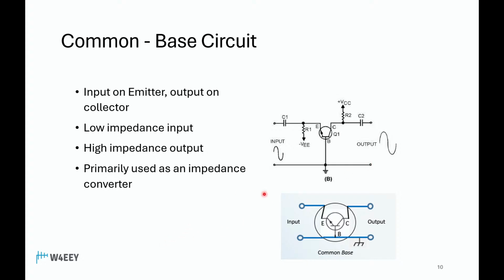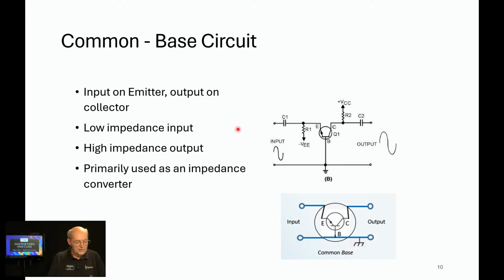Common base. All right, we've rotated the transistor around. This is the configuration. Notice here that the signal input and signal output are tracking each other. You'll notice that there isn't any blue text here. They don't focus on this very much in the pool. So the input is on the emitter. You see that? Output is on the collector. It's a low impedance input, high impedance output. So here we've got a case where this circuit configuration can be used for impedance matching. It's primarily used as an impedance converter.